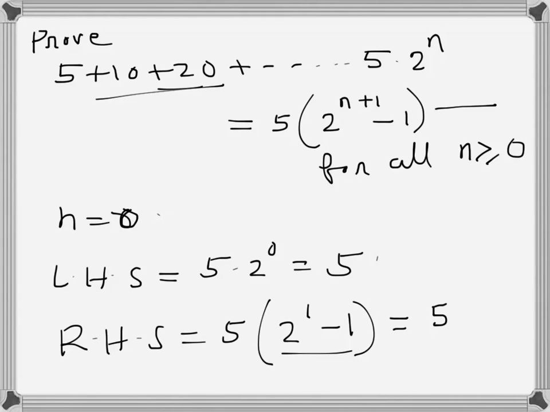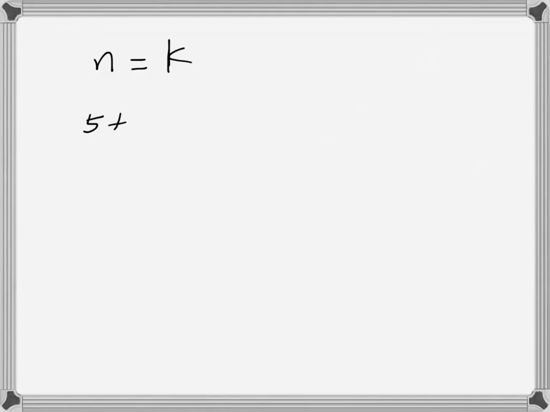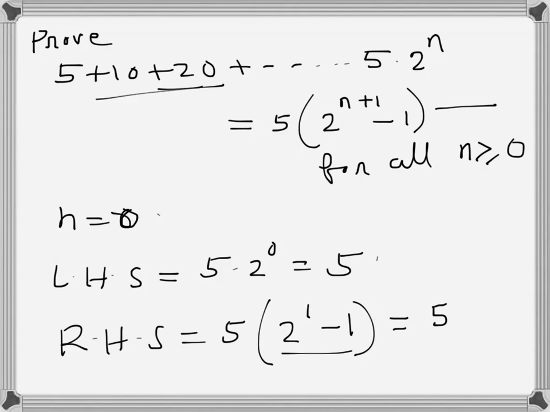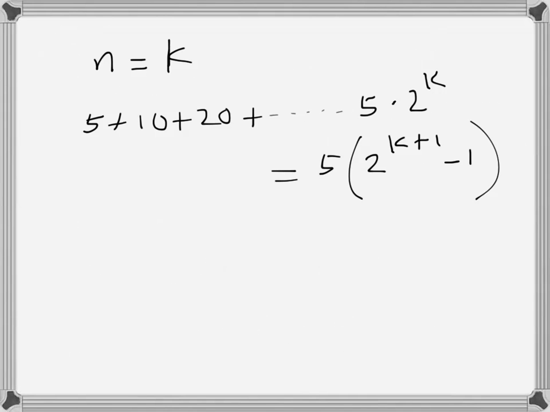Now we assume that for n equal to k, where k is any natural number, the relationship is true. We assume that, and so we write that accordingly. So 5 plus 10 plus 20 plus up to, when n is equal to k, 5 times 2 to the power k, is equal to the right hand side, 5 times (2 to the power k plus 1 minus 1). So this is what we get when n is equal to k.